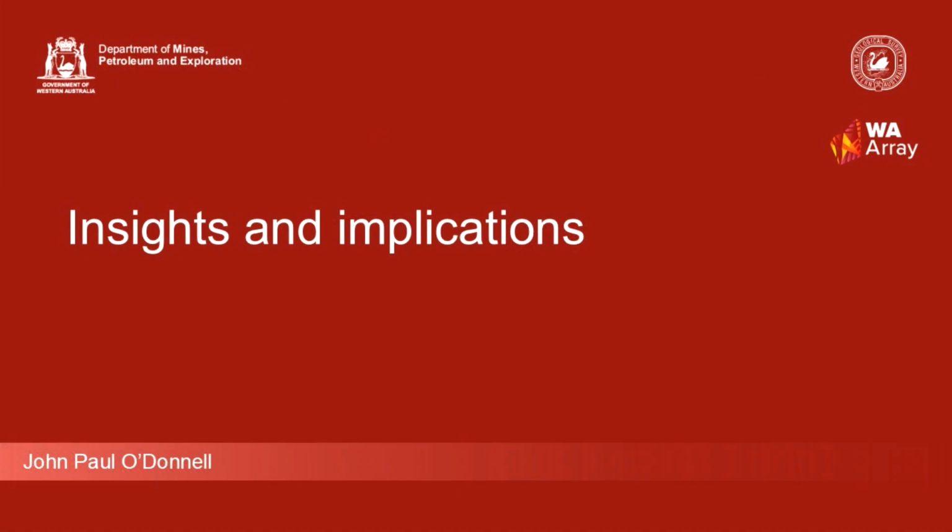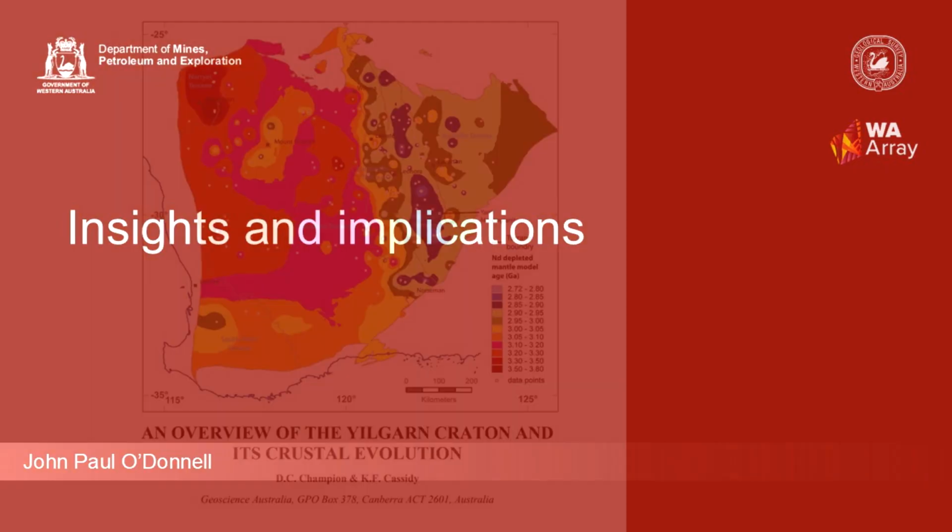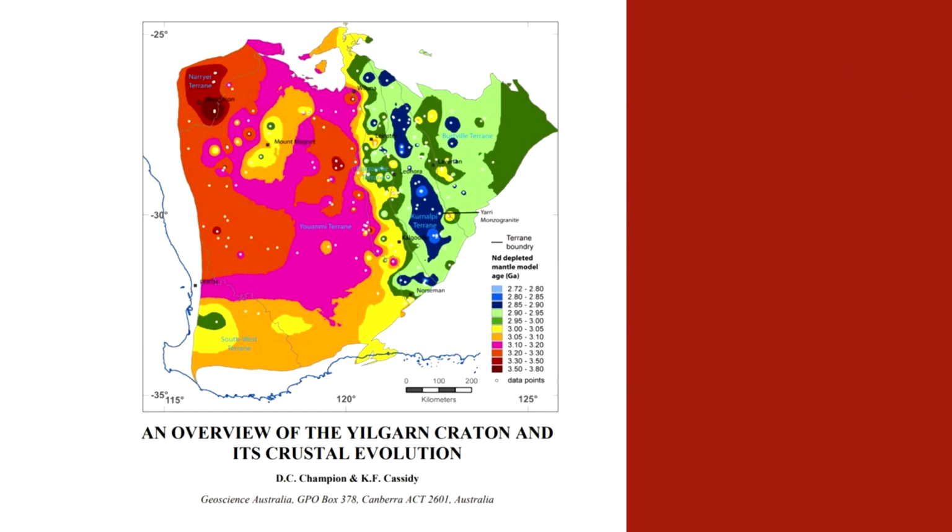I'm pretty much going to pick up where I left off. There's been a lot of crust today, so this is going to be biased toward the deeper stuff. All right, it's certainly one of the most iconic images of the Yilgarn. This isotopes map shows a more ancient west and a younger east.